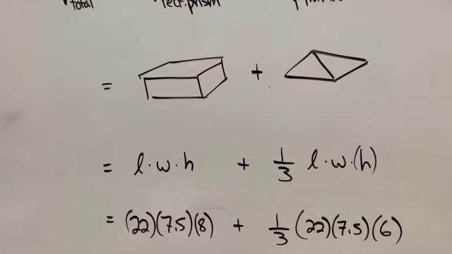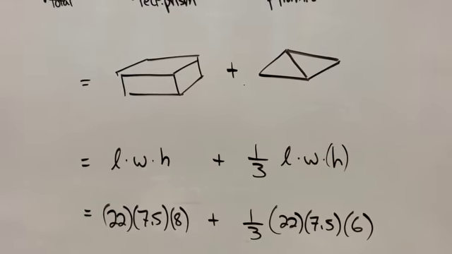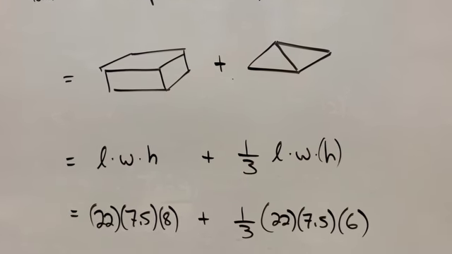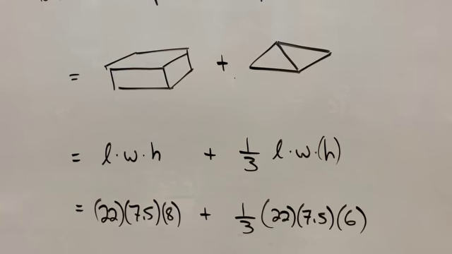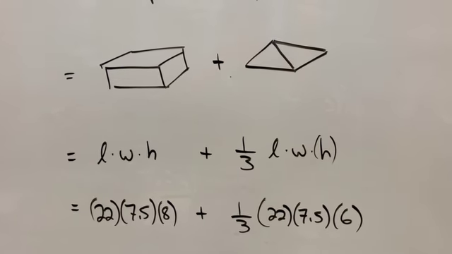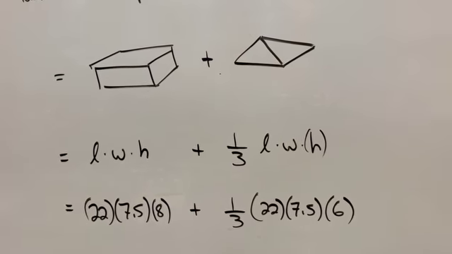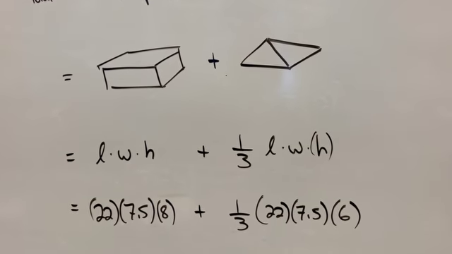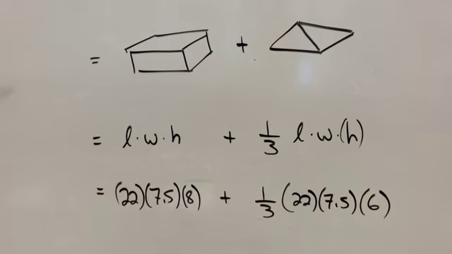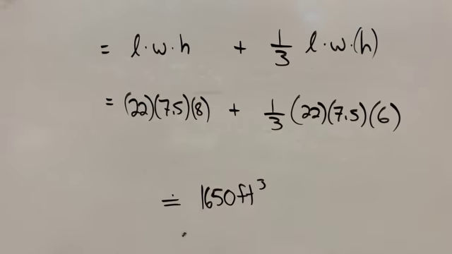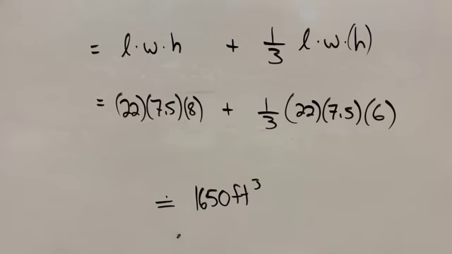Then for the rectangular pyramid, two of the dimensions are the same, the length and the width, but it has a different height. It had a 6-foot height. So 1/3 times 22 times 7.5 times 6. Then it becomes a calculator question, making sure you're following your order of operations. To the nearest cubic foot, I got that one to be about 1,650 cubic feet.